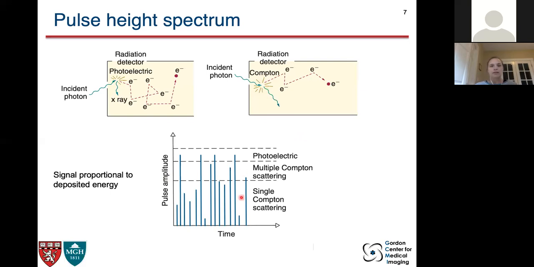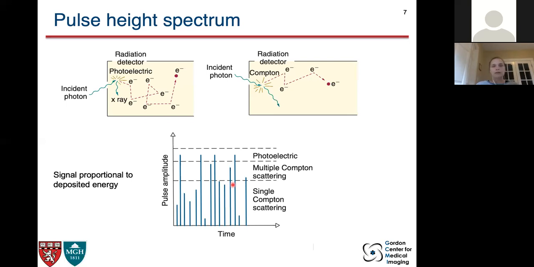This energy can vary, because you see we will have varying pulse height in this region, because the energy of the scattered photon, and therefore the energy deposited in the detector, will vary depending on the scatter angle. So there will be different pulse heights, but always lower than the complete energy of the incident photon.